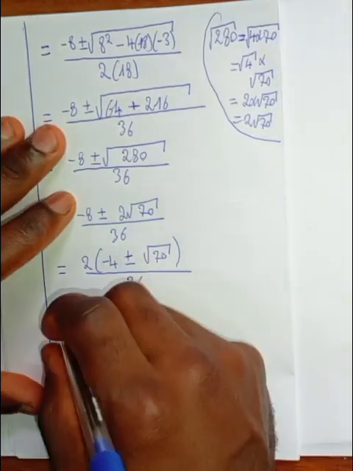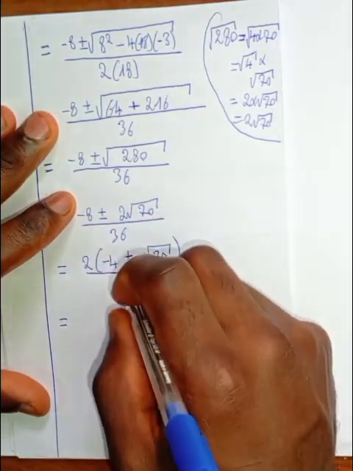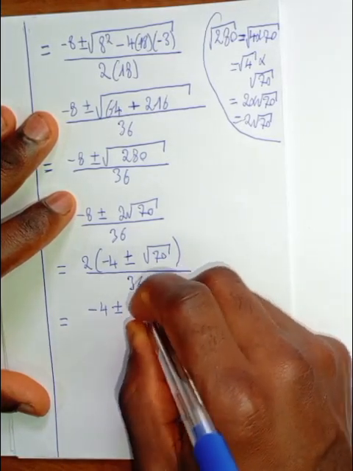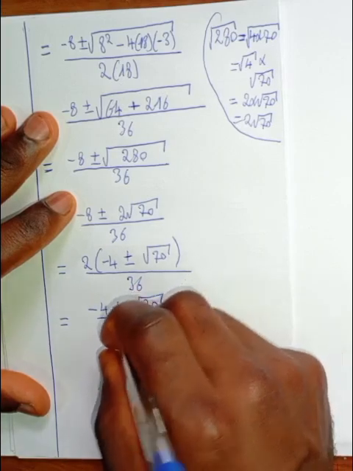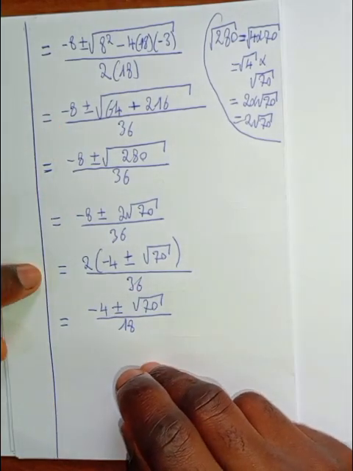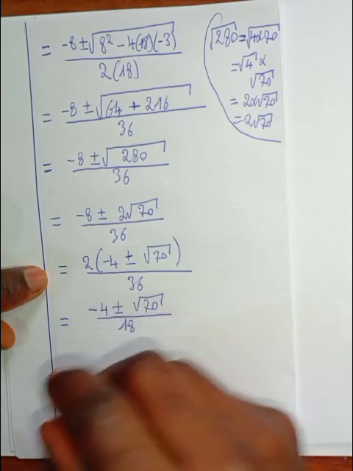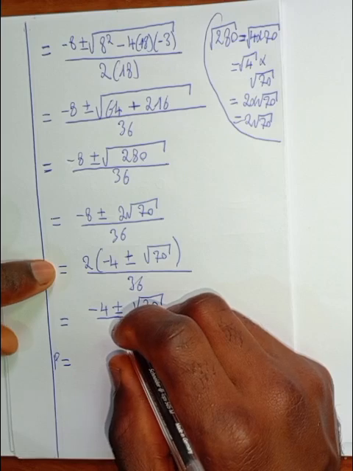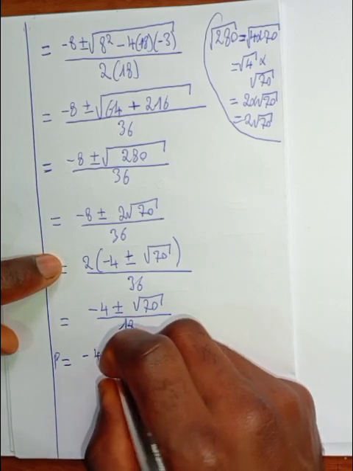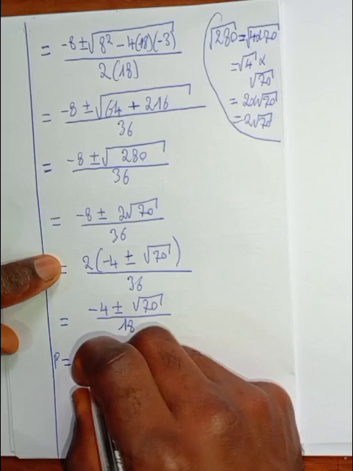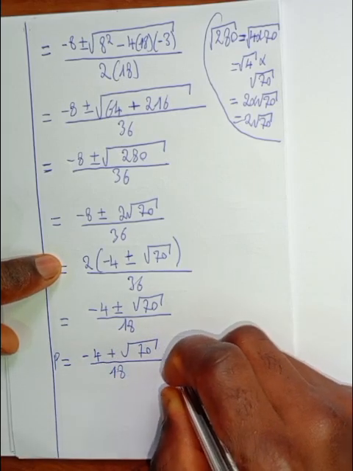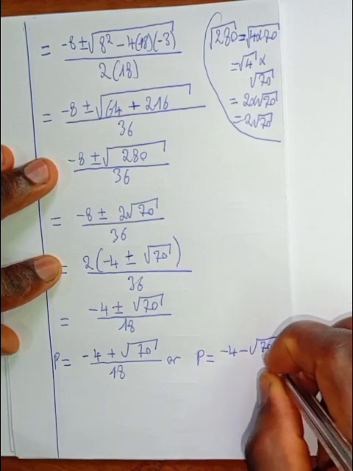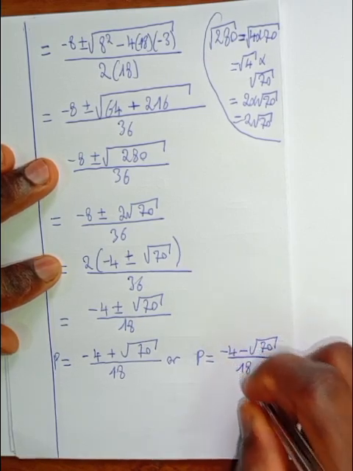36. This will simply be equal to, 2 will go into 36 18 times. This will give us negative 4 plus or minus root 70 on 18. At this level now, we are going to say P is equal to, because we cannot be working with addition and subtraction at the same time, P will be equal to negative 4 plus root 70, all this divided by 18, or P is equal to negative 4 minus root 70, all this divided by 18.